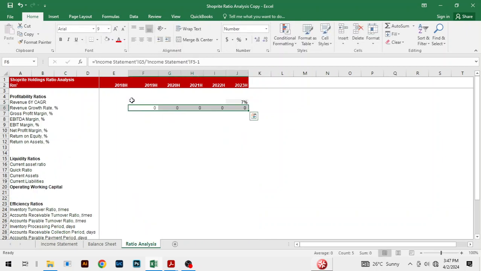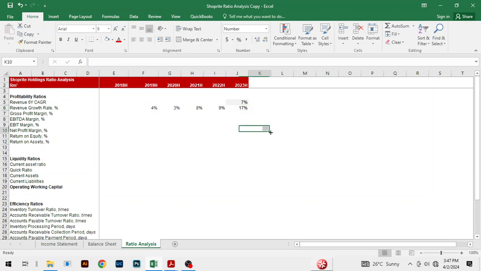And then I'll copy that to the right. So I'm going to turn that into a percentage, Alt HP. Okay, so we are seeing that revenue in 2019 for Shoprite grew by 4%, and in 2020 grew by 3%, 2021 8%, in 2022 9%, and in 2023 revenue grew by 17%.